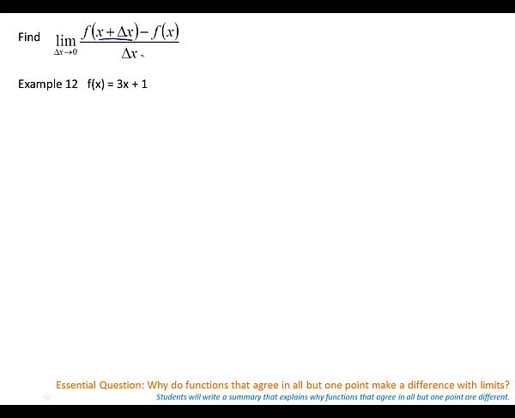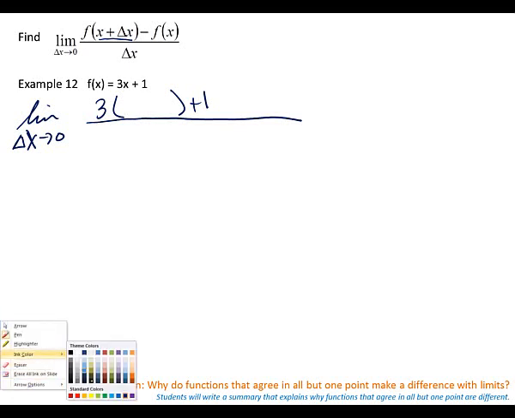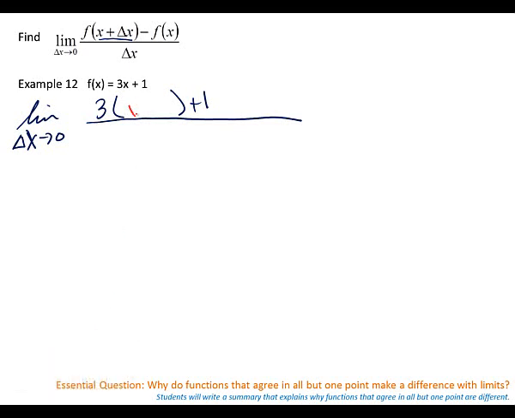Notice I can't plug the 0 in, right? That's why we're having to do something with it, okay? So eventually we have to factor, simplify something. All right, so I'm starting by plugging. I'm going to start with my limit as delta x approaches 0. All right, it says first thing I do is I take x plus delta x and I plug it into 3x plus 1. So I'm going to put my 3x plus 1 in, and then I'm going to plug in my x plus delta x.